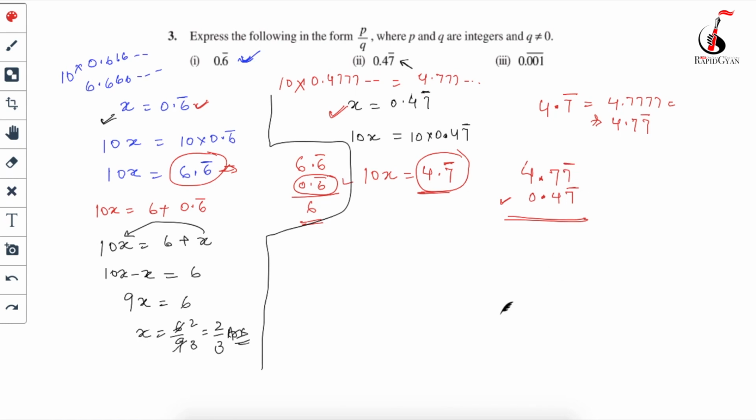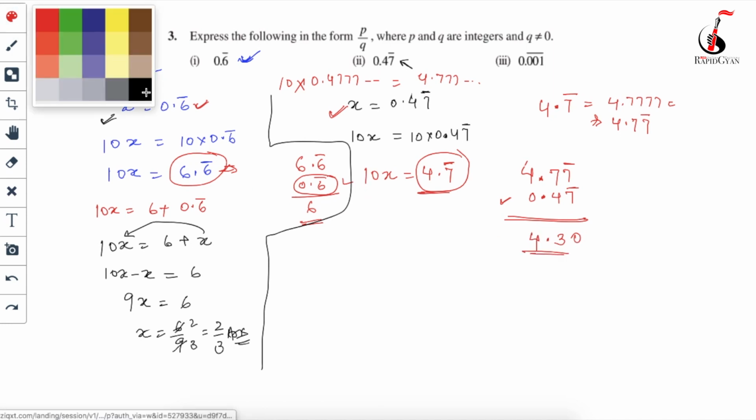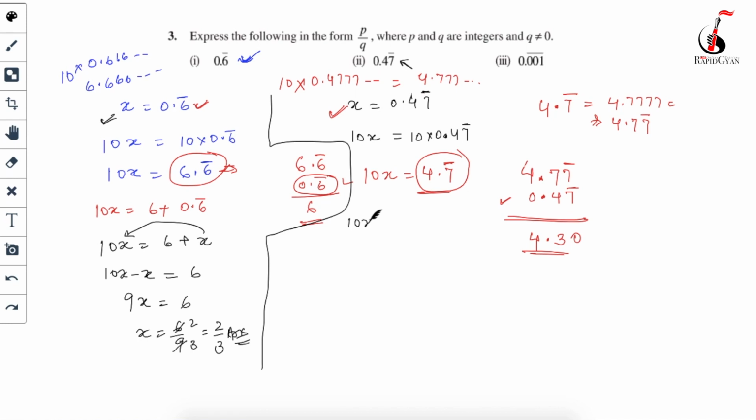Understand? Now subtract it. So this 7 bar minus 7 bar will be 0. 7 minus 4 is your 3. This is 4. So what I got, beta? 4.3. So this 10x, I can write it in this form, that 10x is equal to 4.3 plus the number which you have subtracted. So which number have you subtracted? 0.47 bar, correct? So what is your 0.47 bar? 0.47 bar is nothing but your x. So I can write it like this, beta: 10x is equal to 4.3 plus x.